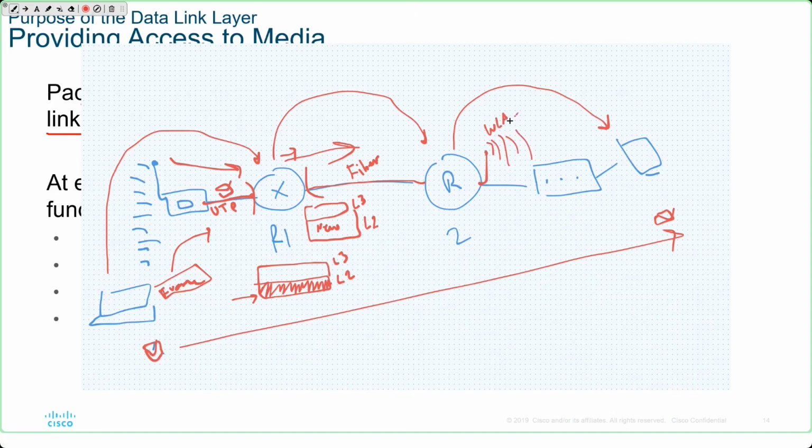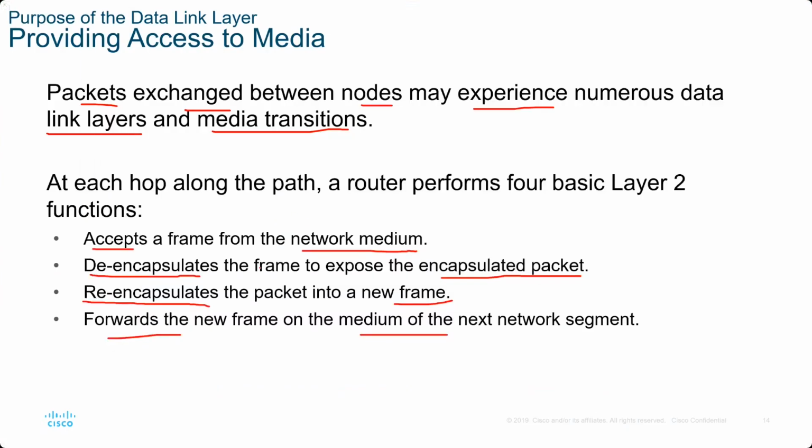So every time a router receives a frame, it has to remove the frame information and then create a new frame when it's sending on the other side. Why does it have to do that? Because the other connection to the other device might not be the exact same physical media. It could be a different media now. Okay? So that's one reason.